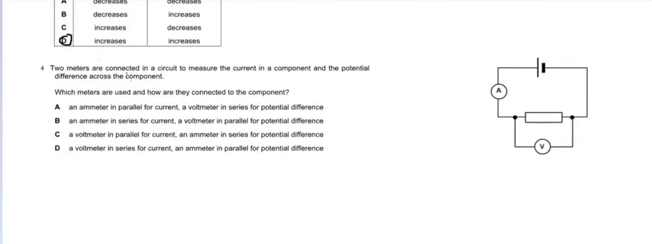Two meters are connected in circuit to measure the current in the component and the potential difference across the component. Which meters are used and how are they connected to the component? So you can see answers are given. The ammeter and the voltmeter are in the options, and we know this circuit is given for the reference. We know the ammeter is always connected in the series, while the voltmeter is connected only in the parallel combination.